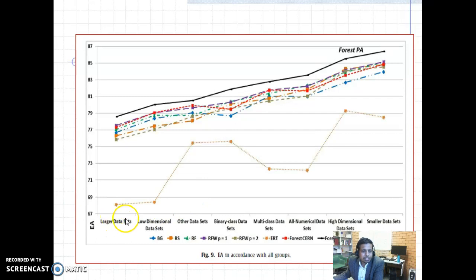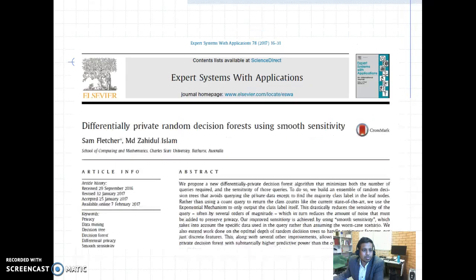We divided the data sets into a few categories: low dimensional, high dimensional, low size, and high size data sets. Then we checked Forest PA's accuracy compared with the accuracy of other existing techniques, and we find Forest PA is better than the others. And this is the paper.